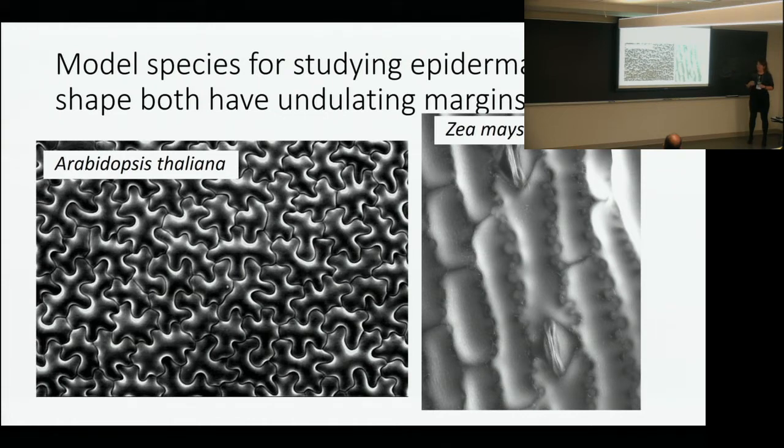I think it's a really cool question, and I'm going to show you how we're working on how these undulations might arise morphogenetically. But we also wanted to ask whether this was actually the way that most cells look on an epidermis. If you literally grabbed a leaf from anywhere, would the surface look like one of these?